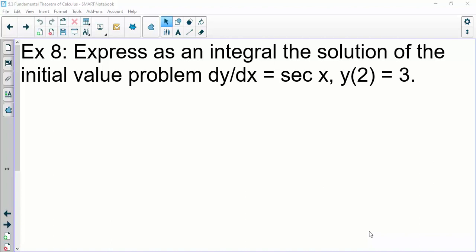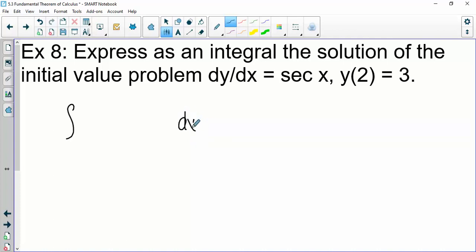Examples today, and then I'll try to give you some time to work on your homework so you can get caught up. So I just want to write this as an integral. Okay, we know an integral is this. If I have an integral, what do we have to have on the end? dx. Okay, so we're looking for something like this.